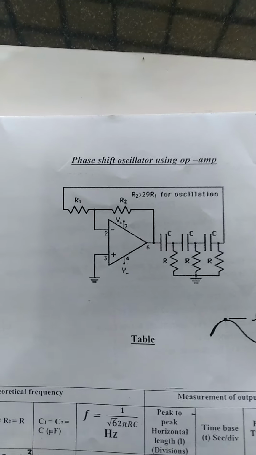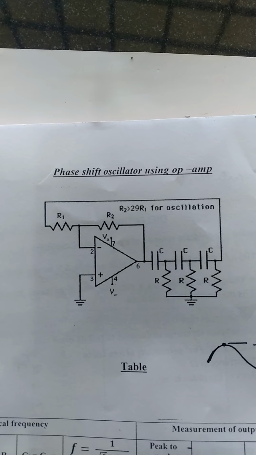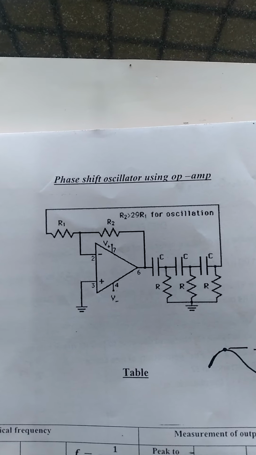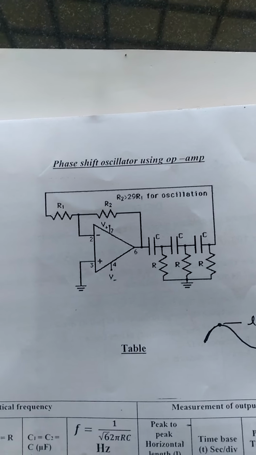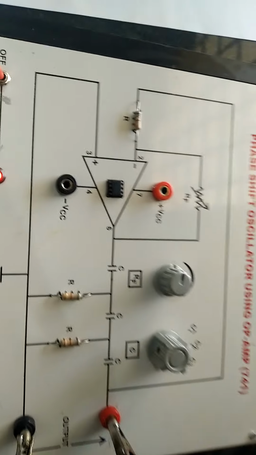See, the circuit connection is as shown in the figure. So that's operational amplifier, 3 capacitors and 3 resistors, and one feedback resistor also connected as shown in the figure. See, exactly the circuit looks like this. So this is the experimental setup.